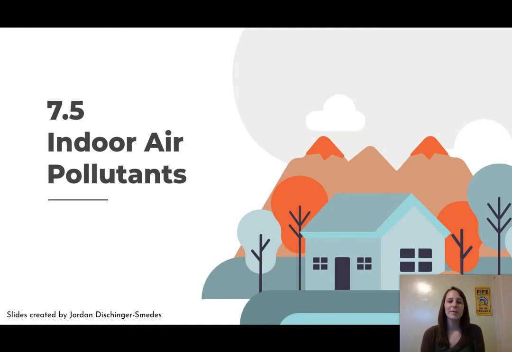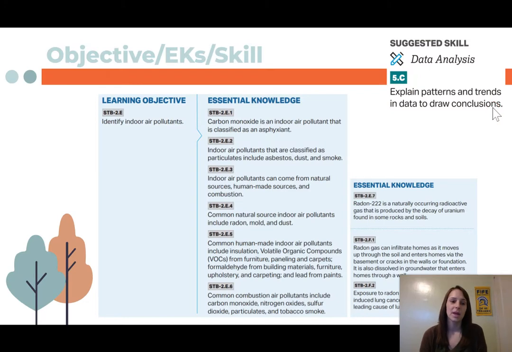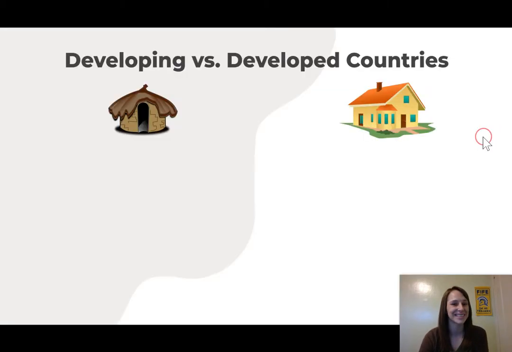Everybody. Today we're going to be learning about section 7.5, which is about indoor air pollutants. The learning objective for today is that you can identify indoor air pollutants, and the essential knowledge that you're going to gain is basically all the different types of air pollutants and why they are not good.